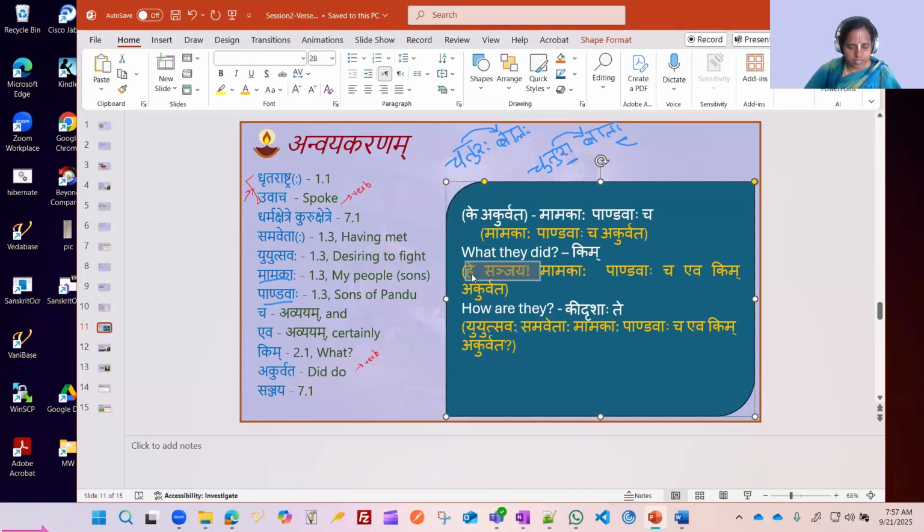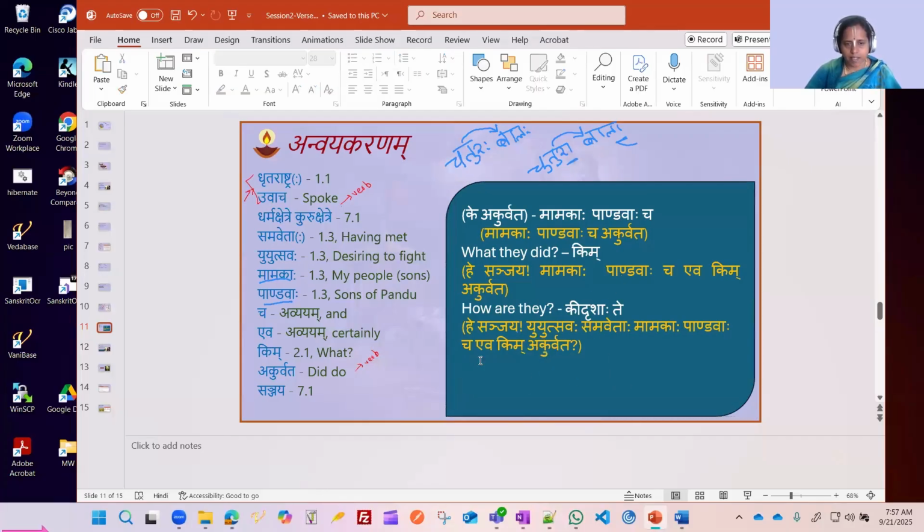So, and also we can put this Hey Sanjaya also. So, Hey Sanjaya, desiring to fight, having met my sons and sons of Pandu, what did they do? That will become our meaning. Understood, right? So same thing again, karta and karma and action. Okay. So now the next question, what question?